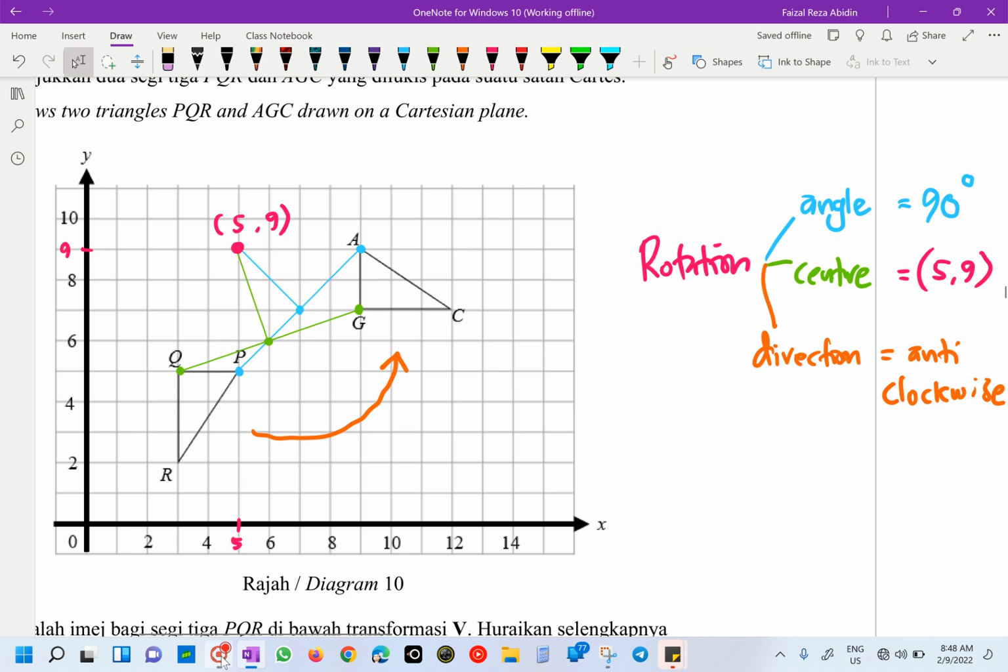Saya nak tengok saya punya recording ni masih record ke? Masih 1 jam. Oh, 1 jam. Kali ni panjang ni.